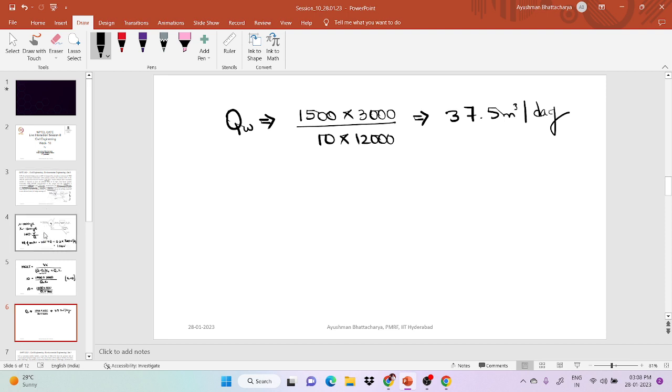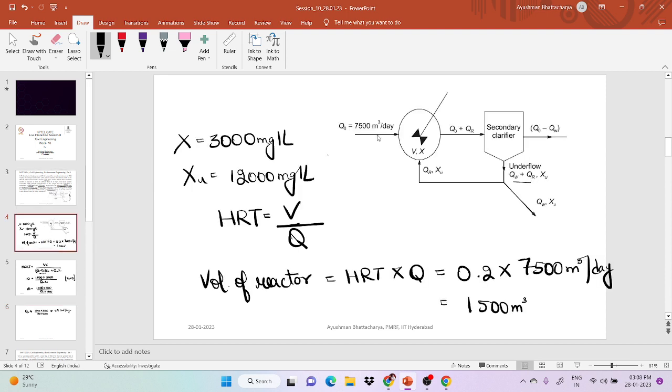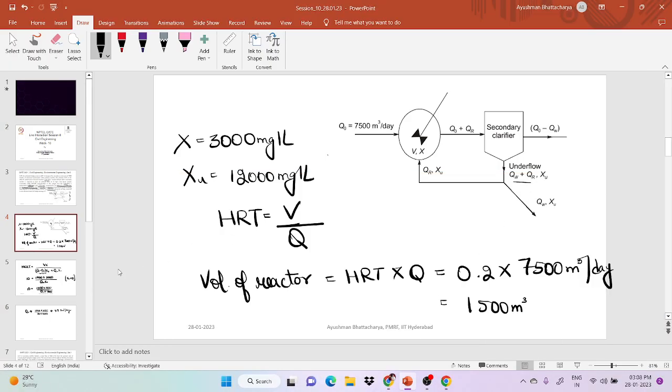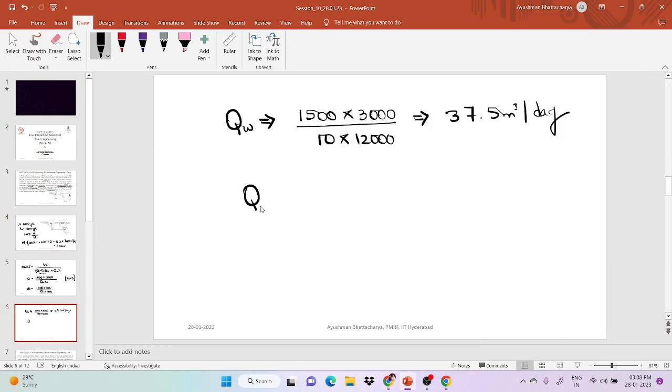Now the main thing is, this is not the underflow volume. Underflow volume is QW plus QR. So QW plus QR. QR we know from the ratio QR by Q naught is equal to X by (XU minus X). So if you want to calculate QR, you know the Q naught.